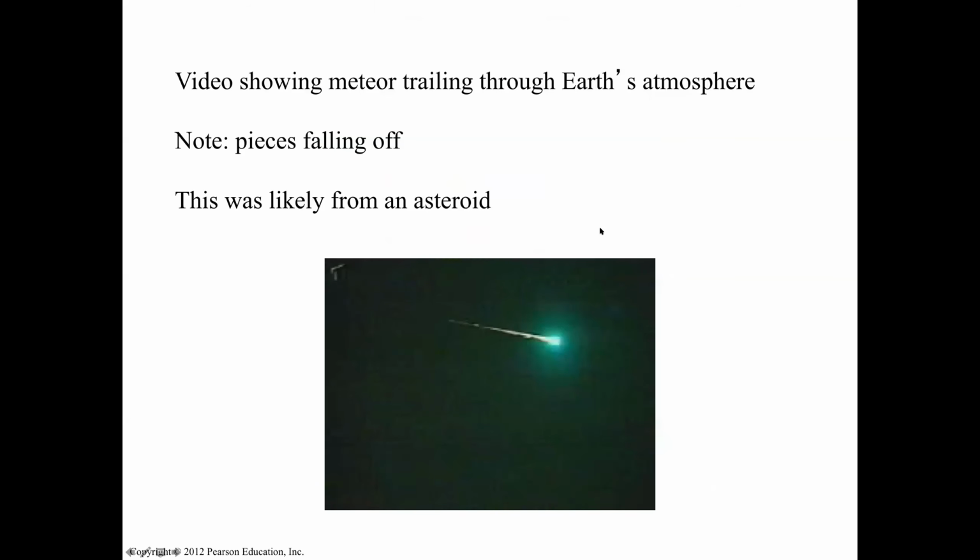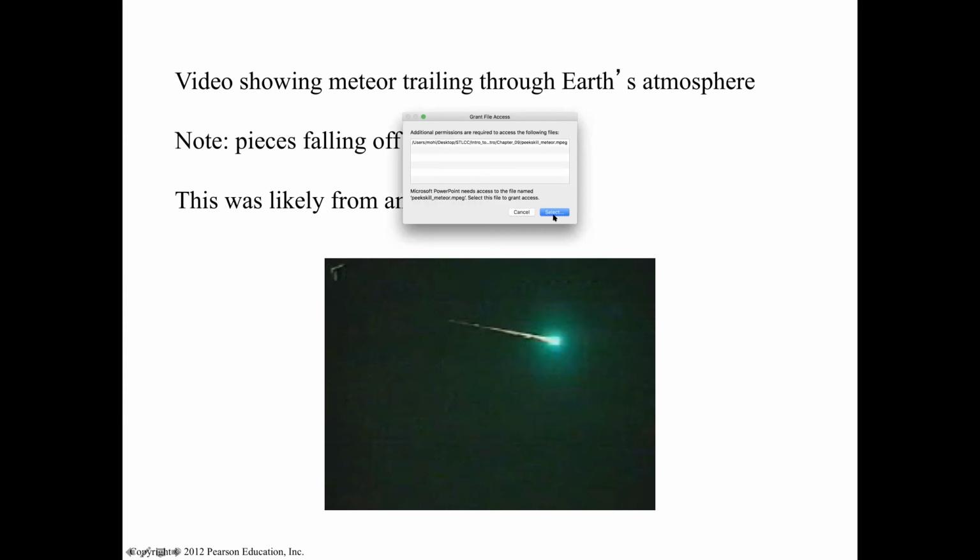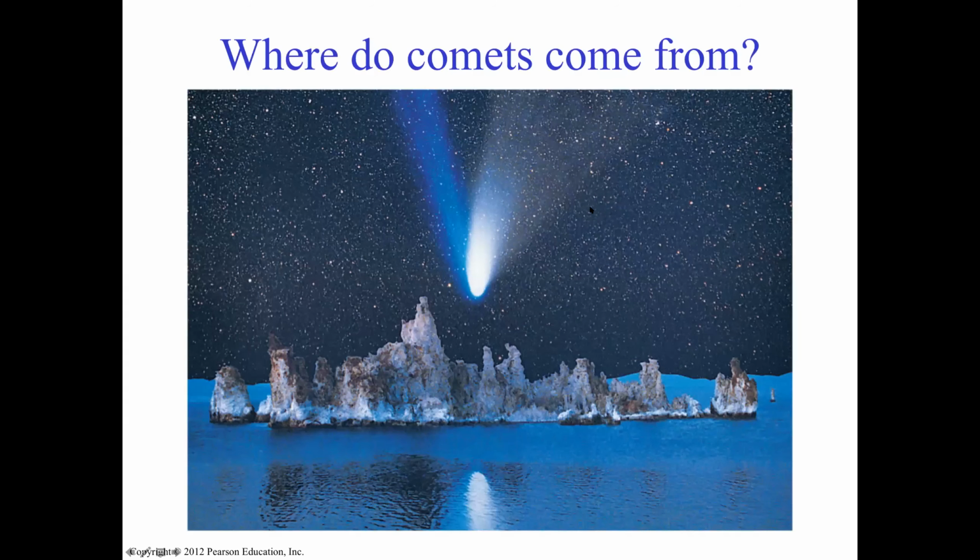Okay, now I will show this in a little bit. It's a video showing a meteor trailing through Earth's atmosphere. One of the things that I want you to pay attention to is these chunks that are left behind. Once you see the video, you'll see what I'm talking about. This is likely from an asteroid, and okay, I'll show that in a little bit.